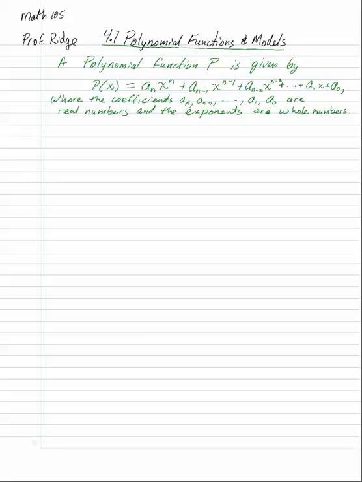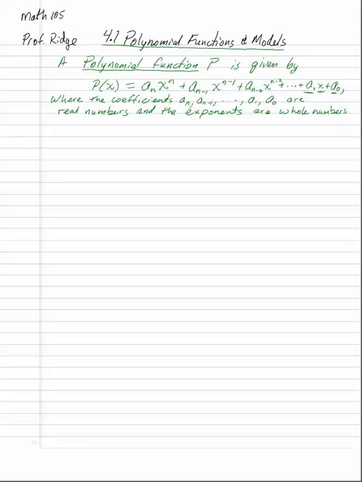A polynomial function, P, is given by P of x equals a sub n x to the n plus a sub n minus 1 x to the n minus 1 plus a sub n minus 2 x to the n minus 2 plus, and then you continue in this fashion till you get a sub 0. So basically we're going in descending order, and notice a sub 1 matches its x to the first, and then a sub 0 is your constant term.